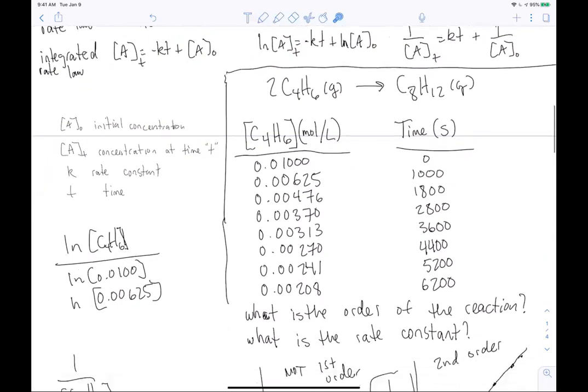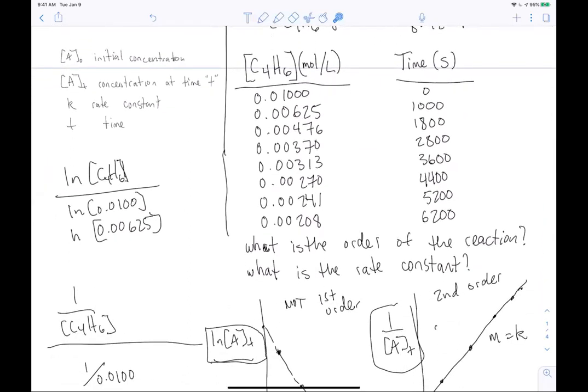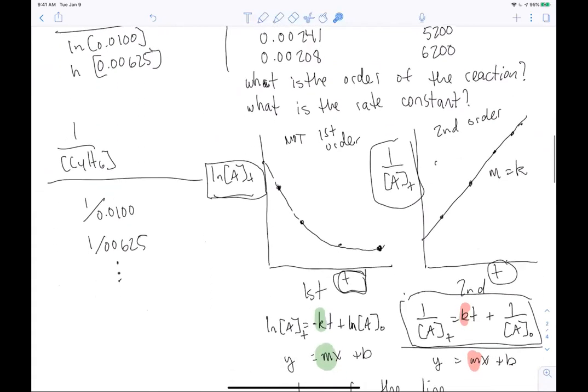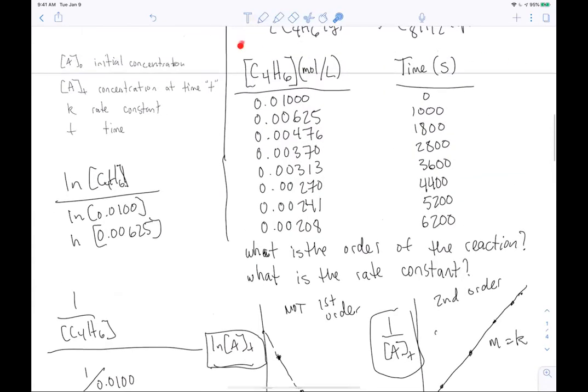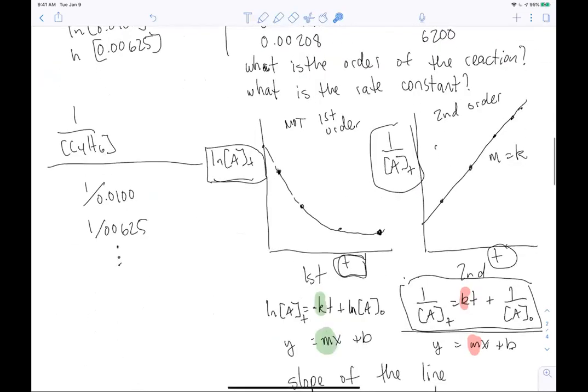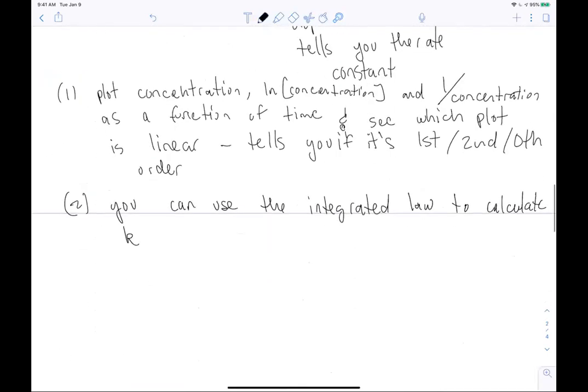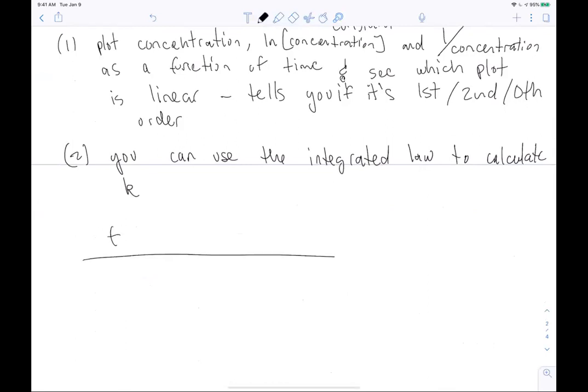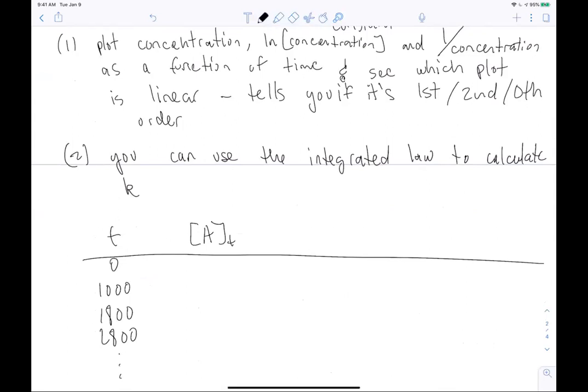So a good problem to work through. The homework has a bunch of these problems in it. A good way to work through this is to take this data and make a chart. Take time: 0, 1,000, 1,800, 2,800, et cetera, all the way down. I'm not going to write it all out because it'll take me forever. Then take [A] at time t, what we've already given you, the natural log of [A], and then 1 over [A].